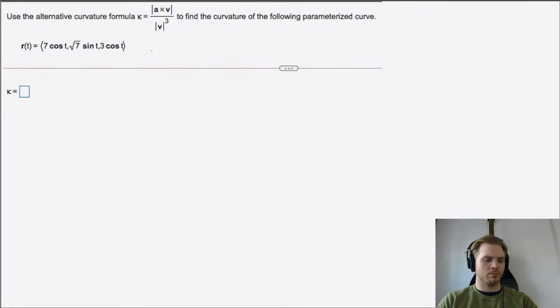Okay, boom, boom. Use the alternative curvature formula. Let me see if I can find that formula. Three-dimensional space, alternative curvature. Oh, I kind of remember this. Yeah. Okay, so this is like a cross product of two vectors to find the curvature of the parameterized curve.